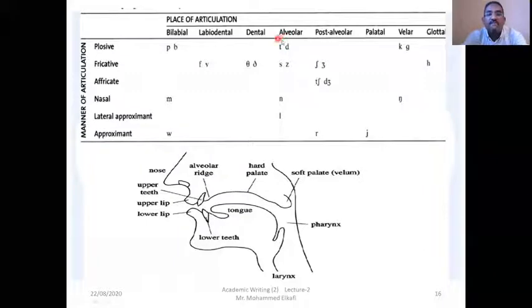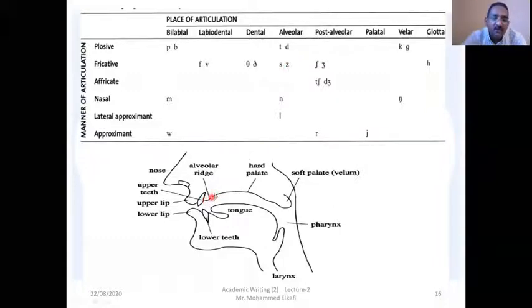And also we have the alveolar. We should classify it according to what? Place of articulation. We have ta and da. When you say alveolar, the tongue will touch the alveolar, it's this area. Ta, ta, and da. You should practice these sounds. Also, sa and za.